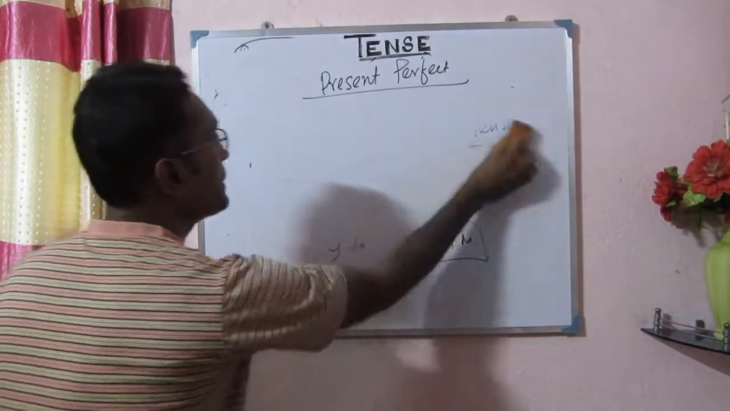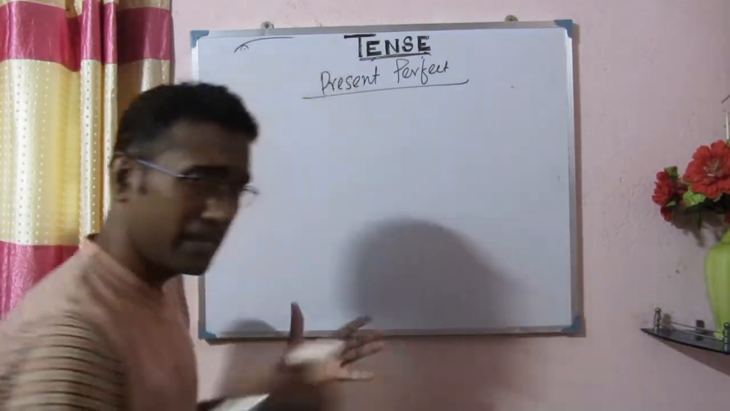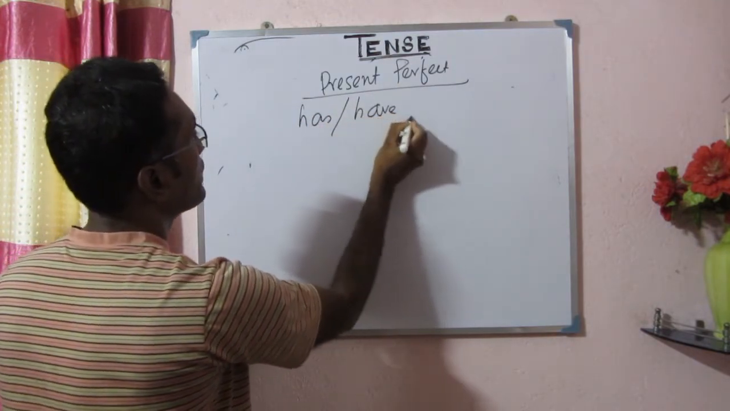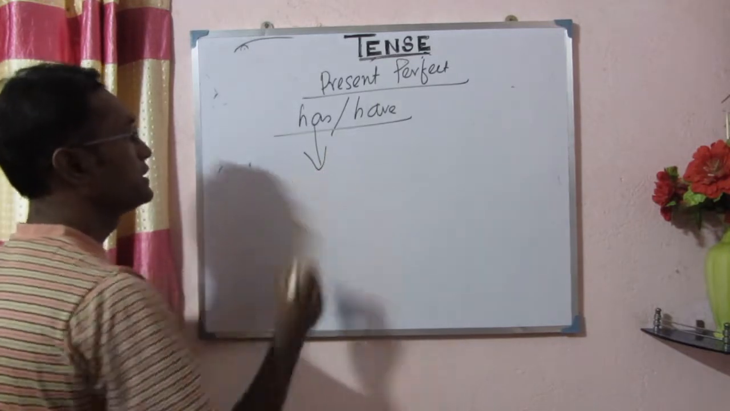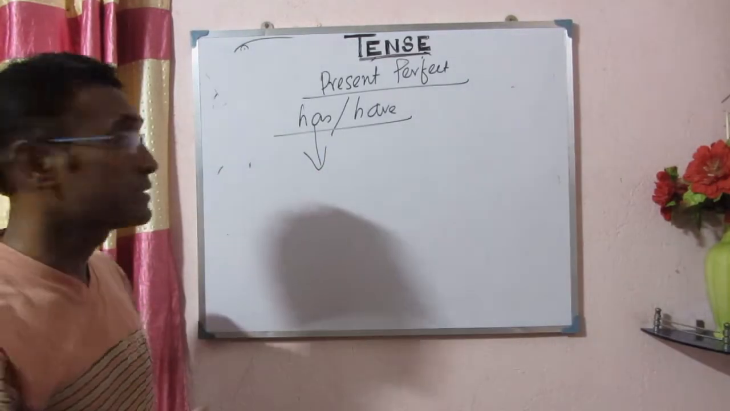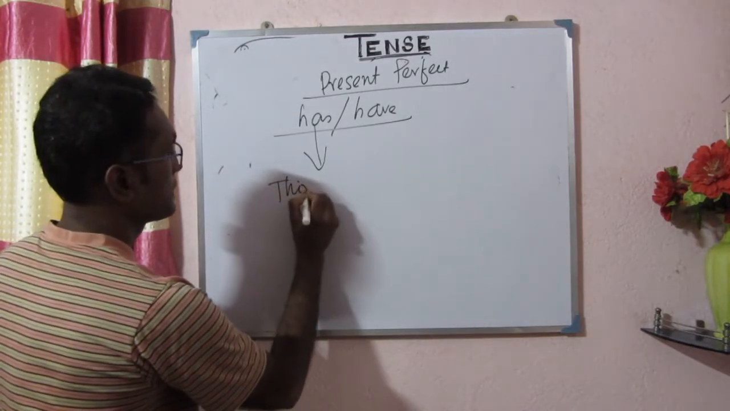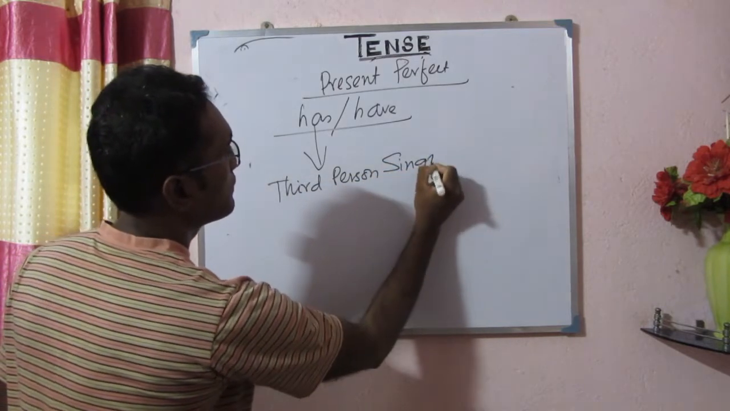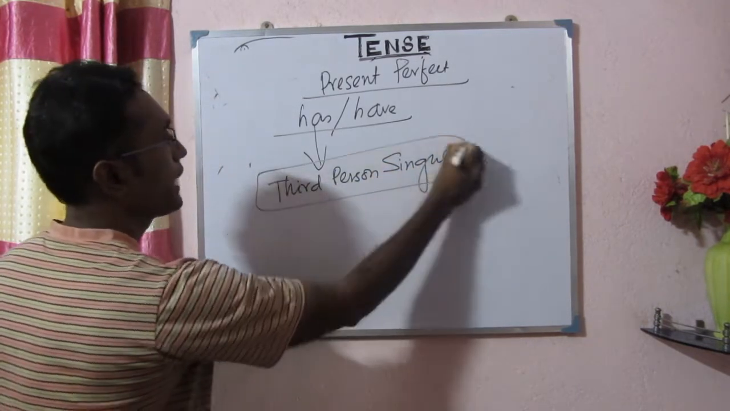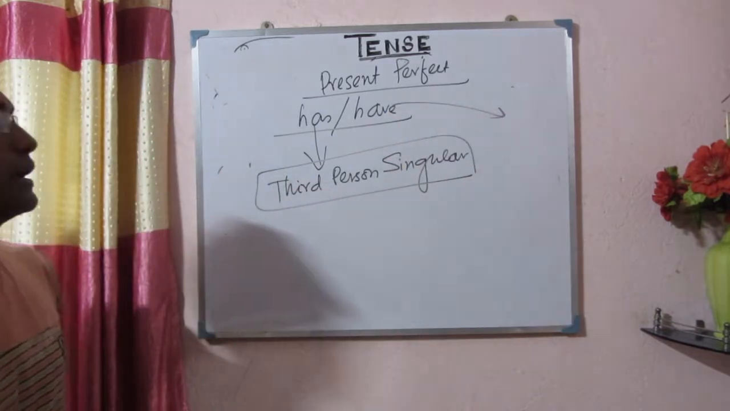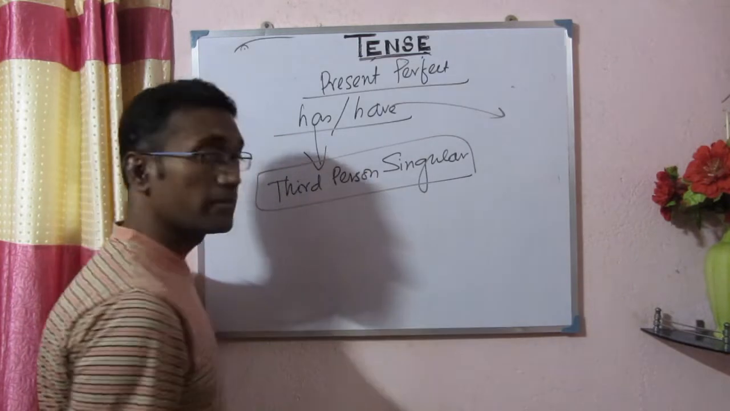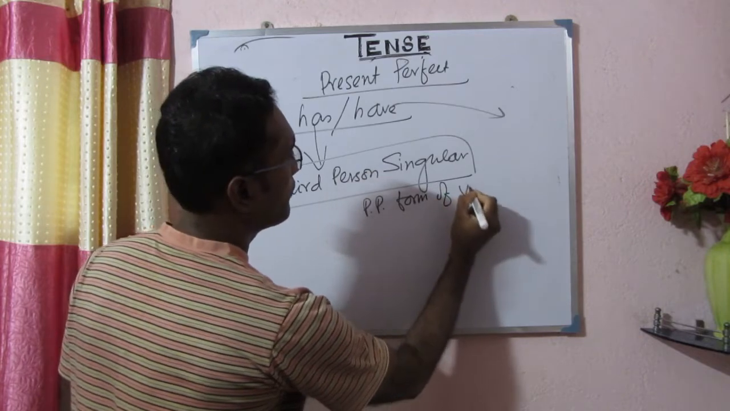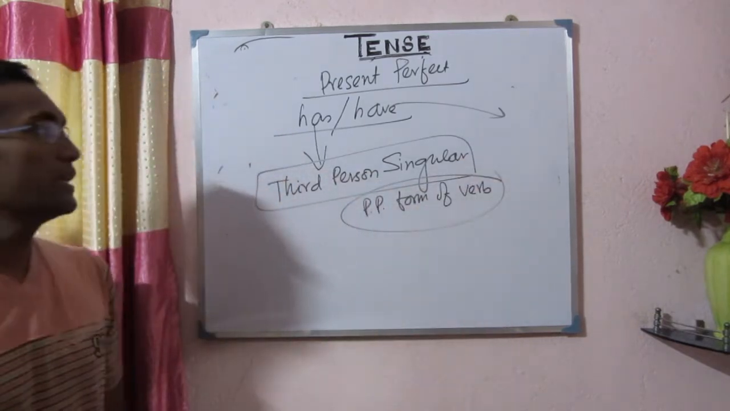So in present perfect tense, what's the rule? It's very easy. The rule is has or have. You have to use has when the subject is in third person singular number, and otherwise you have to use have. Then the verb in its past participle form, PP form of the verb. So this is the rule of present perfect tense.